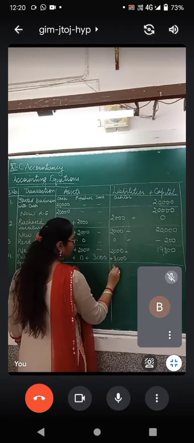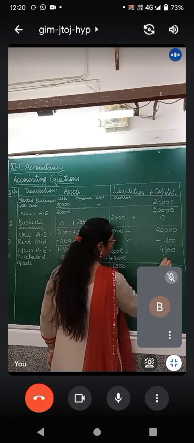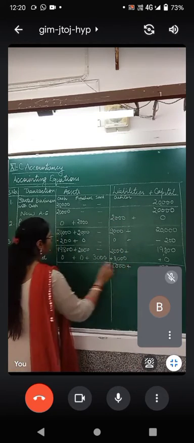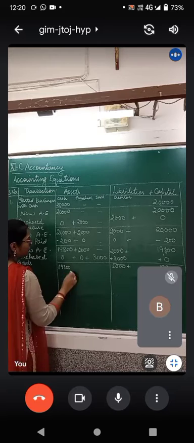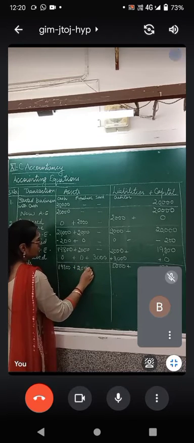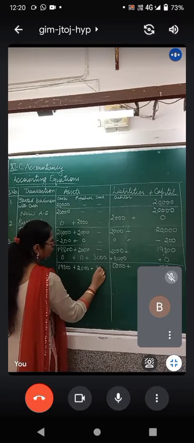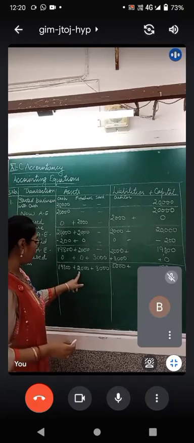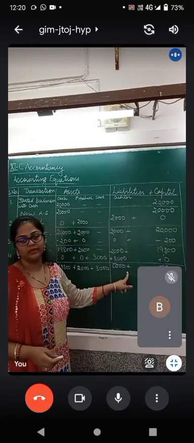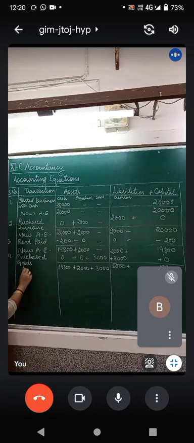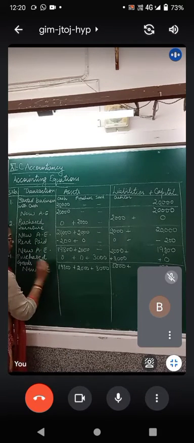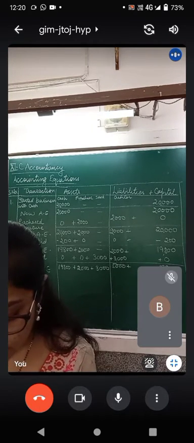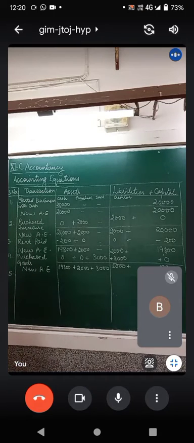Now do 5,000 on this side. And this is 0. 19,800 on that side. Here 19,800 plus 2,000 for this furniture and 3,000 for stock. 19,800 plus 5,000, 24,800. This side also 19,800 plus 5,000, 24,800. The accounting equation is again balanced. New accounting equation. Point number 5. Now point number 5 says he sold goods costing rupees 2,000 for rupees 5,000.